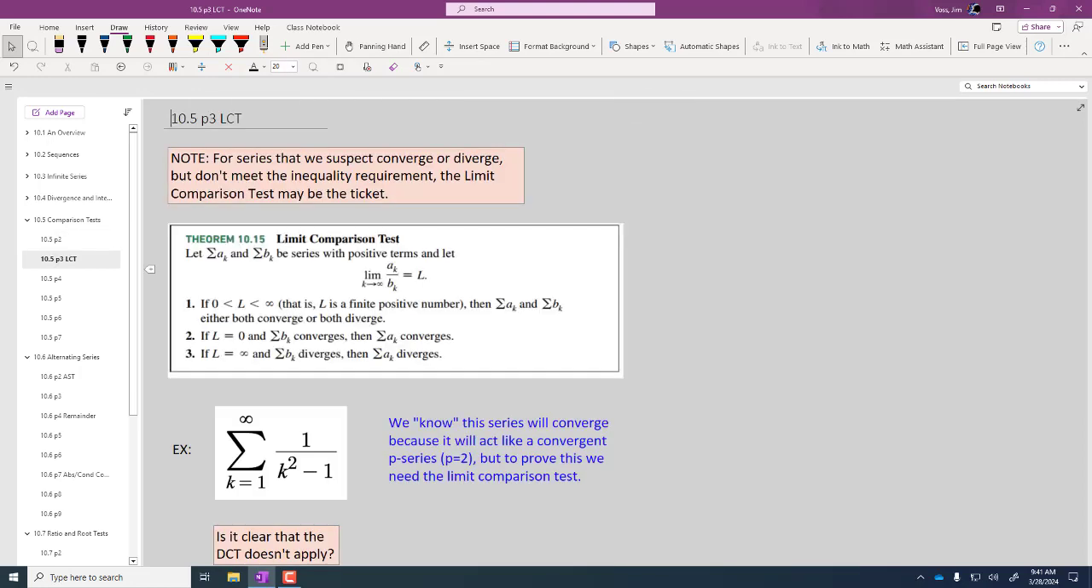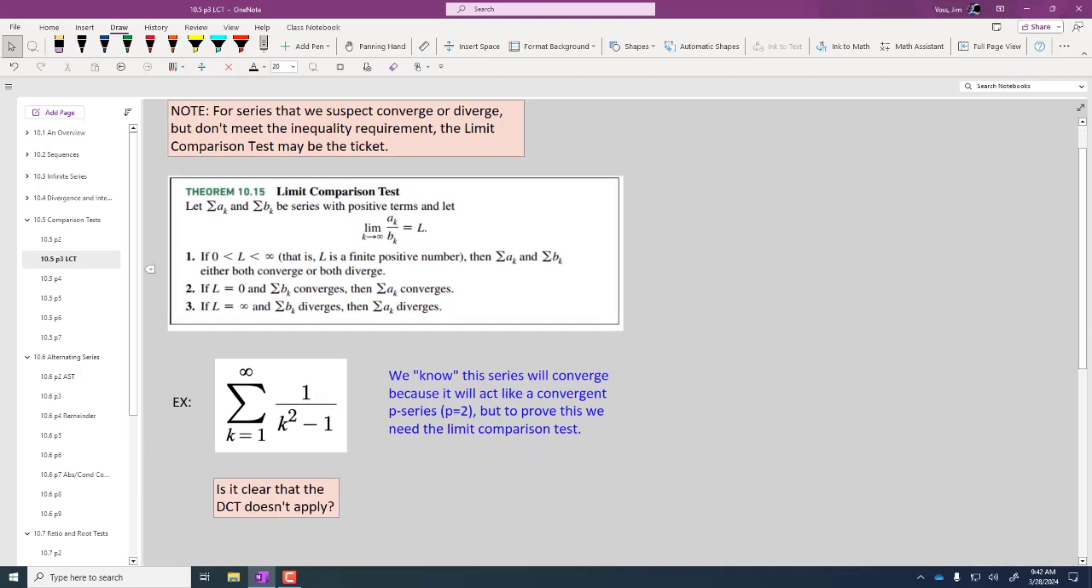Is it the same if you're trying to prove divergence and it's smaller? Yes, exactly. If we want to show something is divergent, bigger than divergent must diverge, but smaller than divergent could diverge or it could converge. Okay. Right. So let's take a look at this.